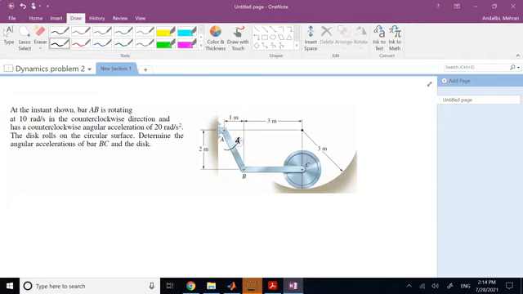So this is omega AB, and it also has an angular acceleration of 10 radians per second squared, which is also counterclockwise. The disk rolls on this curved surface with a radius of 3 meters. Other dimensions are given. Here we assume that the rolling is without slipping, and you want to find alpha of the disk and alpha of member BC.